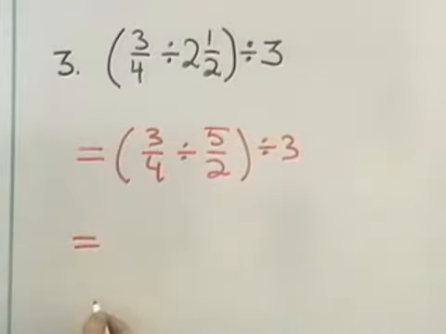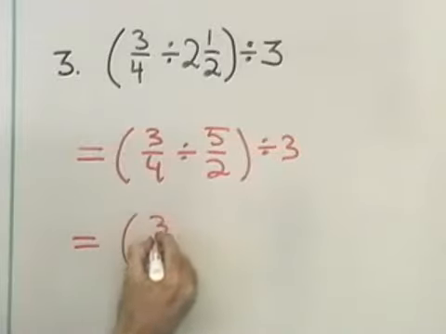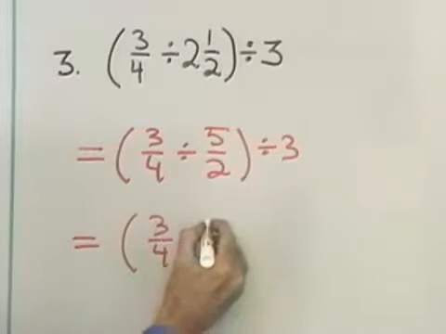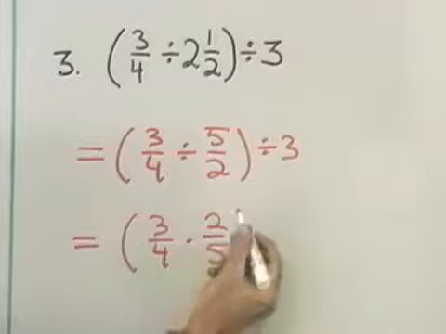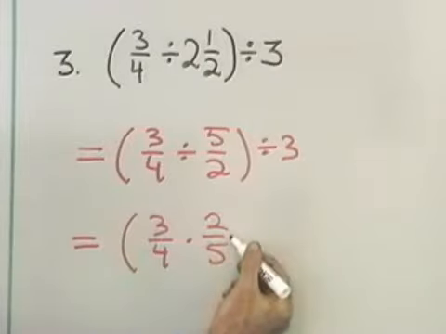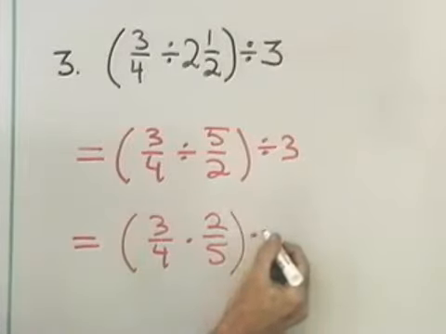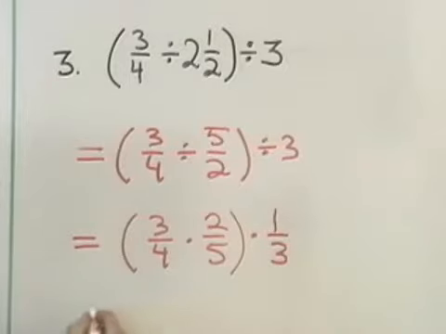Now let's change division to multiplication by the reciprocal. 3/4 times 2/5. Instead of dividing by 5/2, I multiply by 2/5, and then that's times 1/3.